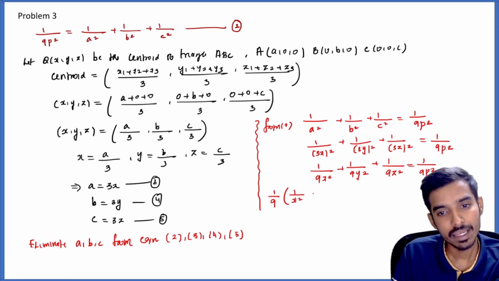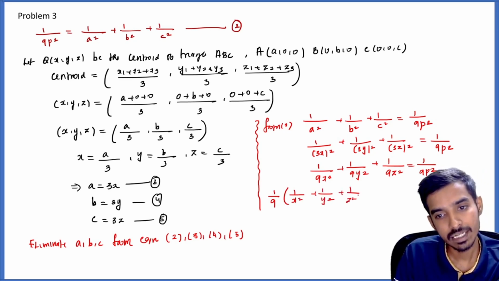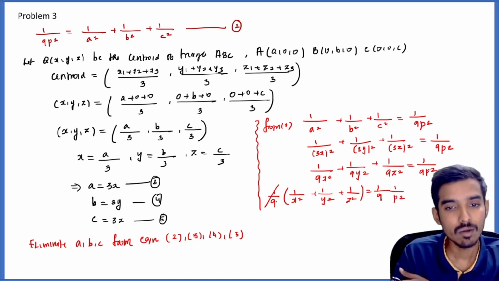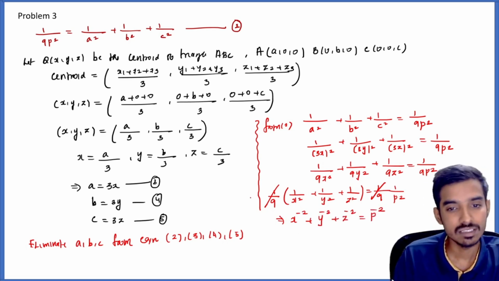So we have 1 by x square plus 1 by y square plus 1 by z square is equal to 1 by 9 into 1 by p square. So this 1 by 9 will get cancelled. So reciprocate this. This implies x power minus 2 plus y power minus 2 plus z power minus 2 is equal to p power minus 2, which is the required locus.